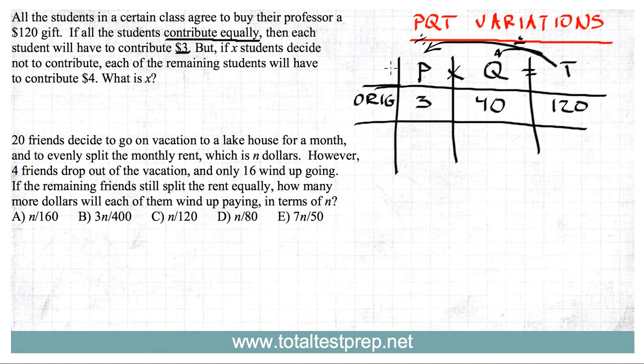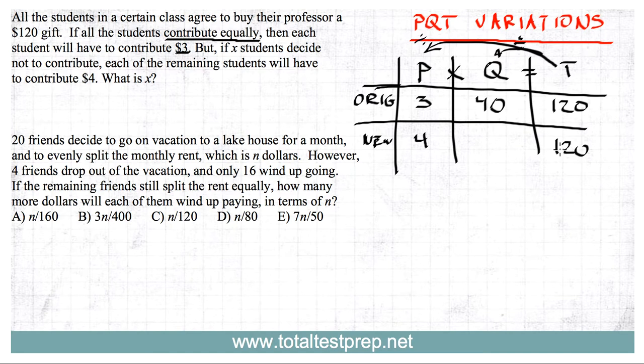And the point here is that we are able to figure out pretty quickly that there's 40 students in the class. The question then goes, if X students decide not to contribute, each of the remaining students will have to contribute $4. So this is sort of the new situation. We have the baseline situation, and then what happens if there's a slight alteration. Well, the gift still costs $120, but now the price per person, the share per person that everybody needs to chip in, goes up to $4.